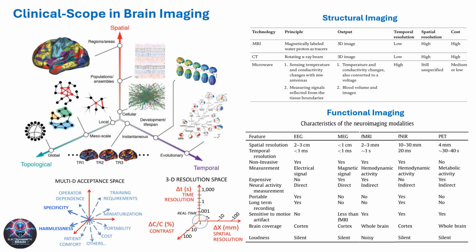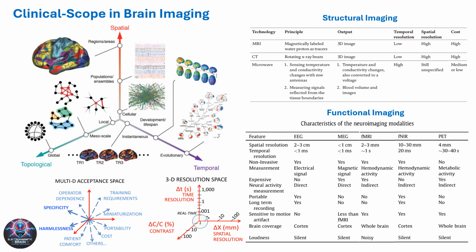Computed tomography, CT, uses an X-ray beam to generate 3D images. Like MRI, CT scans provide high spatial resolution but have low temporal resolution. CT is particularly useful for detecting bone fractures and acute bleeding. However, it involves ionizing radiation, which can be a drawback compared to MRI.